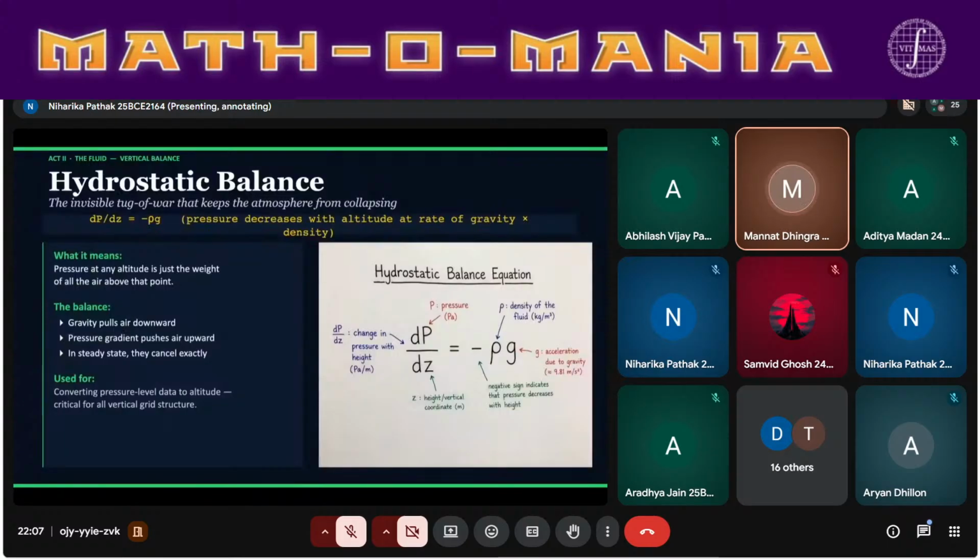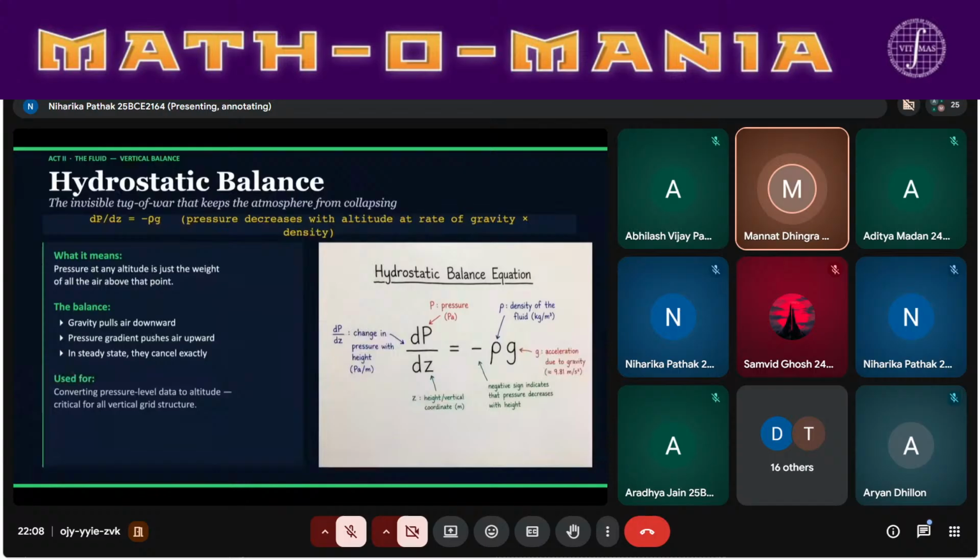That is the LHS, and then in the RHS there is a negative sign, because pressure decreases with height. For example, mountaineers climbing mountains, when they reach very high elevation, face decreasing pressure, because of which the oxygen level decreases. So they face a lot of problems and carry oxygen tanks. That's the basic reason for the negative sign: pressure decreases with height.